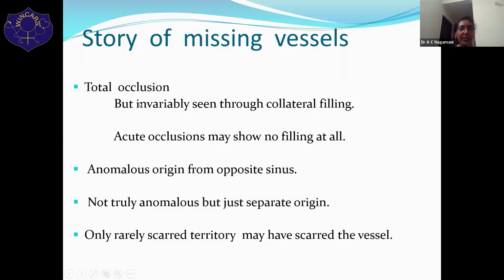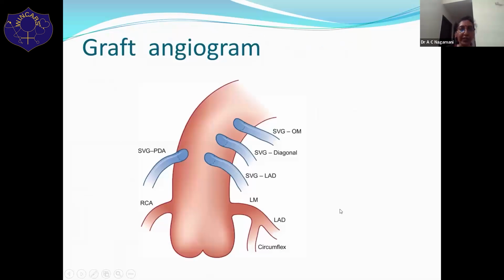Yeah. Total occlusion, if you see, we miss the vessel. So what is happening is we need to follow up. The vessel may appear opacifying or the collateral filling from the other circulation, or if there is acute occlusion, they may not show any filling at all. So even though the vessel is patent, we may not see any filling. If there is anomalous origin from opposite sinus, when we don't see the vessel, we should search for the anomalous origin. It may not be truly anomalous, but a separate origin. Very rarely, a scarred territory may also show the scarred vessel.